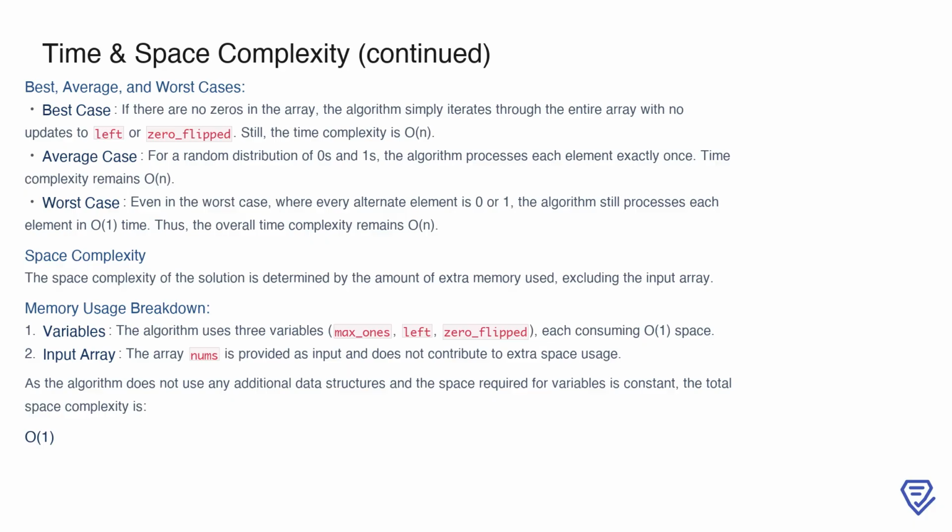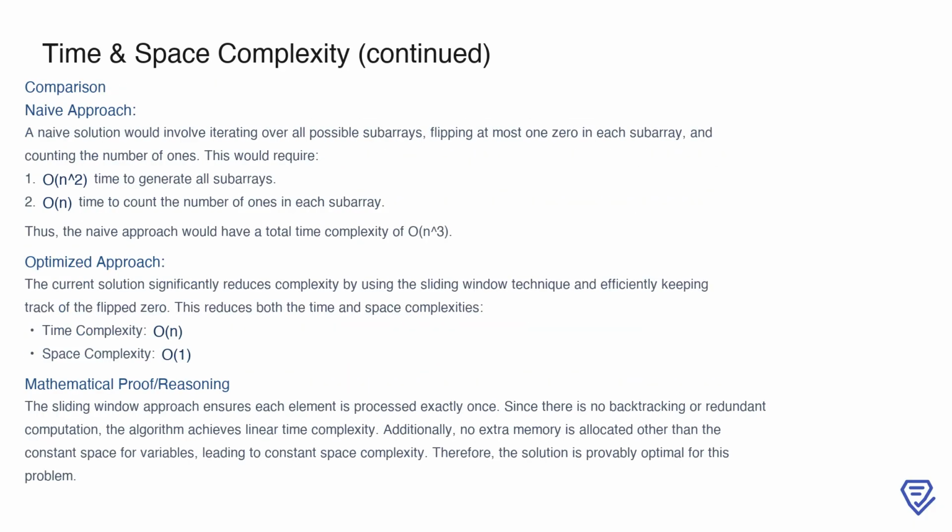For the average case, where the array contains a random distribution of zeros and ones, the algorithm still processes every element just once, maintaining an O(n) time complexity. In the worst-case scenario, where the array alternates between zeros and ones, the algorithm processes each element individually, and the time complexity remains O(n). Moving on to space complexity, the algorithm uses only three variables, max_ones, left, and 0_flipped, each of which requires constant space, or O(1). Since the input array does not contribute to extra space usage and no additional data structures are used, the overall space complexity is O(1).